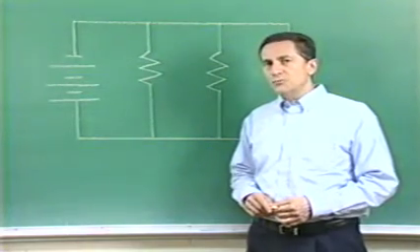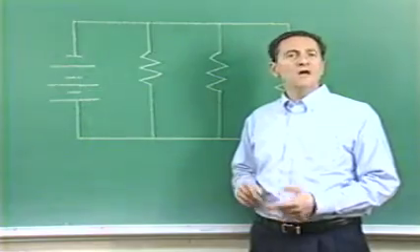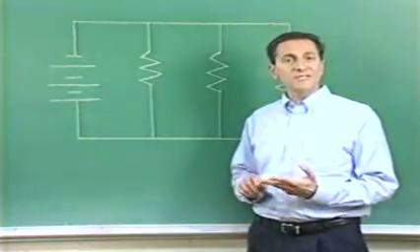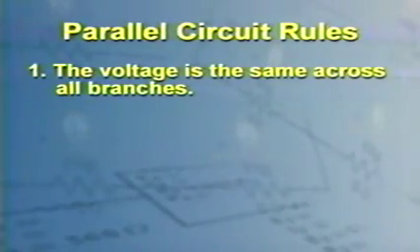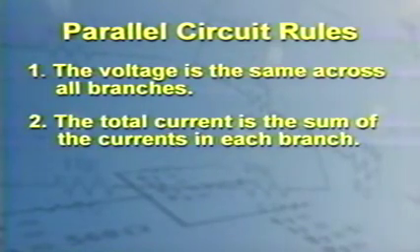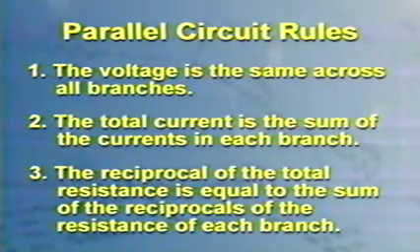When you employ these rules with Ohm's law, you can determine the electrical values of voltage, current, resistance, and power for all elements of the circuit. First, the voltage is the same across all branches of the circuit. The second rule is that the total current is the sum of the currents in each branch. And the third rule is that the reciprocal of the total resistance is equal to the sum of the reciprocals of the resistance of each branch.